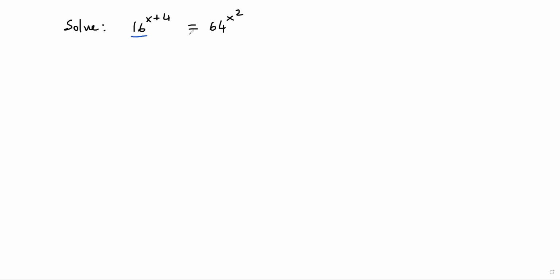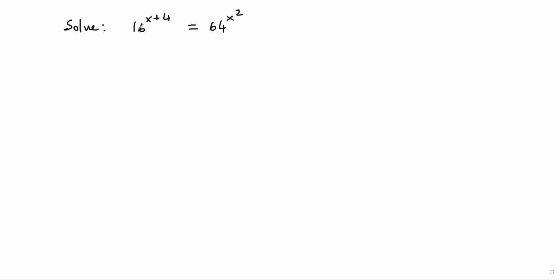Here, the base on the left side is 16, the base on the right side is 64. We don't have the same base. So our first work is to get the same base. Actually, 16 is a power of 4 and 64 is also a power of 4. So both 16 and 64 can be written as powers of 4.